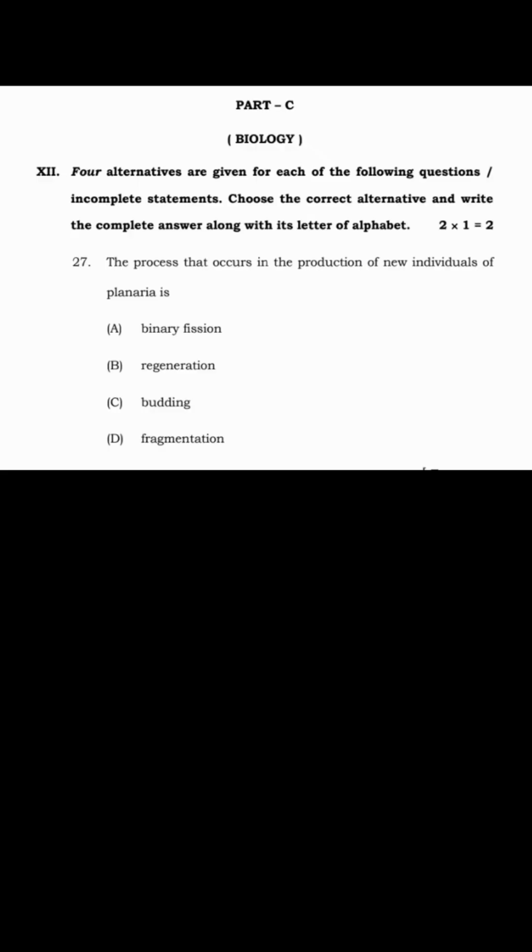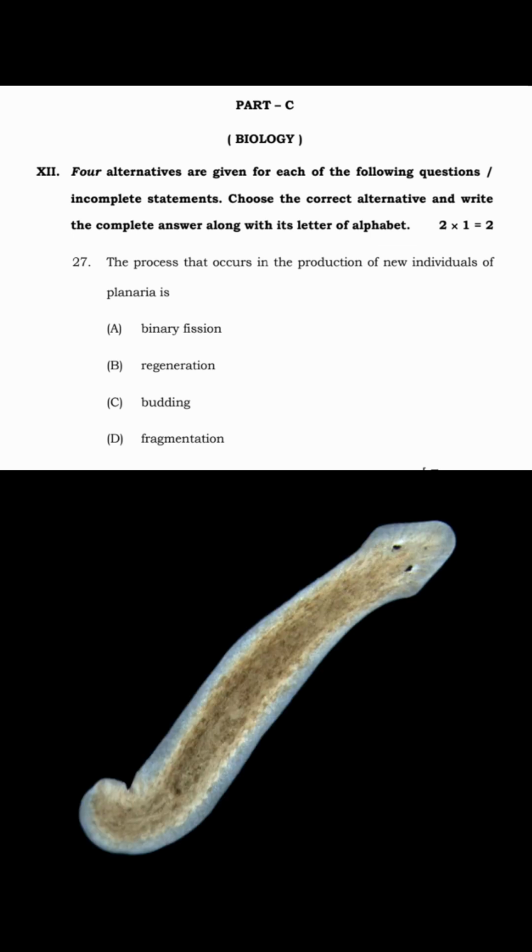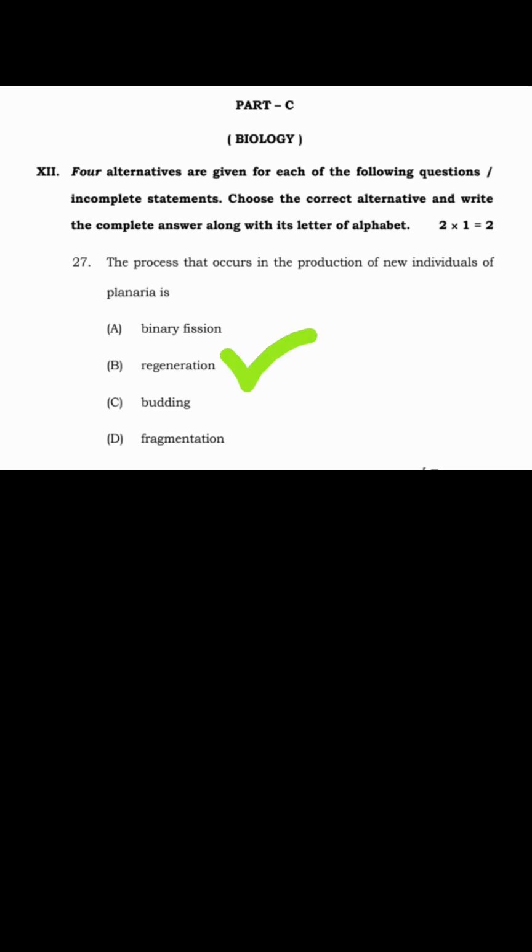Let's go. Part C, biology, 12th main MCQs. There are two MCQs. Here, 27th question: the process that occurs in production of new individuals of planaria is, they are asking about planaria. So the answer is B, regeneration.